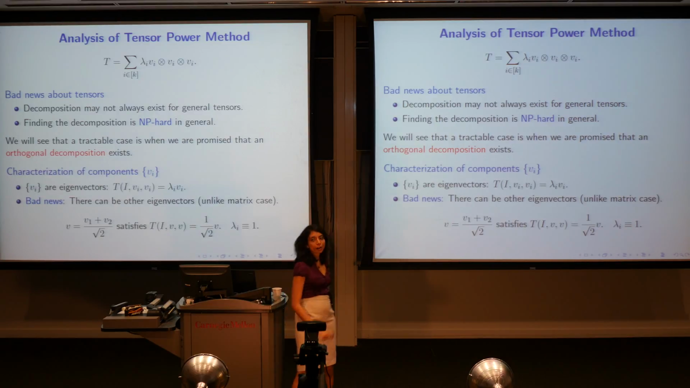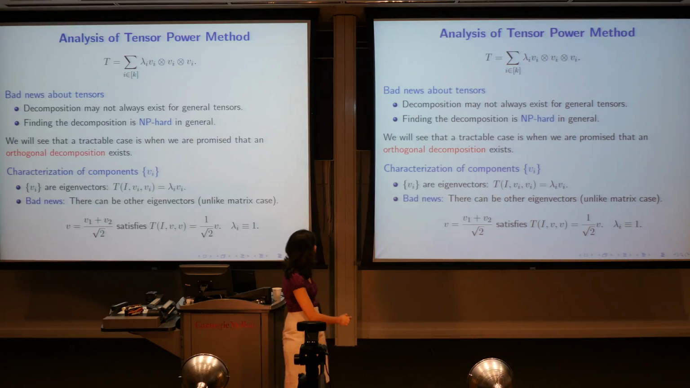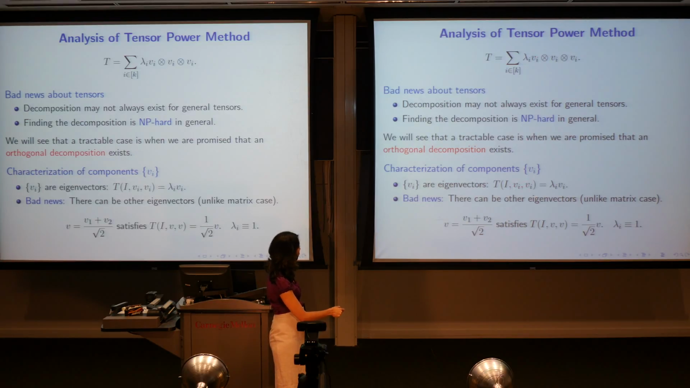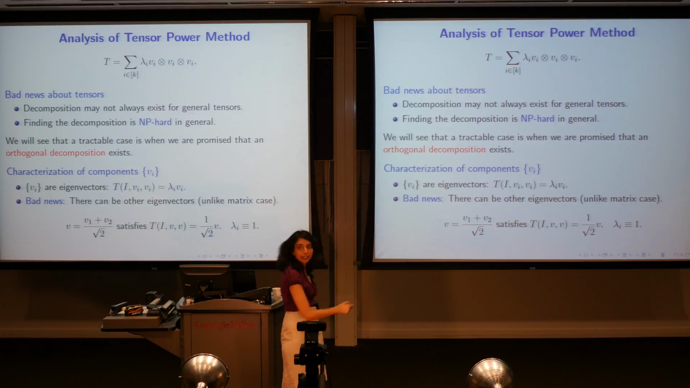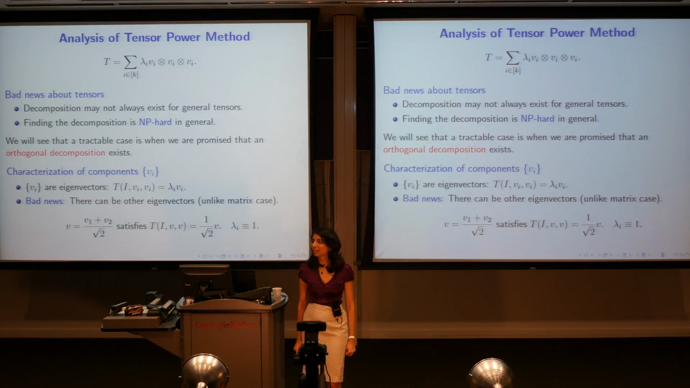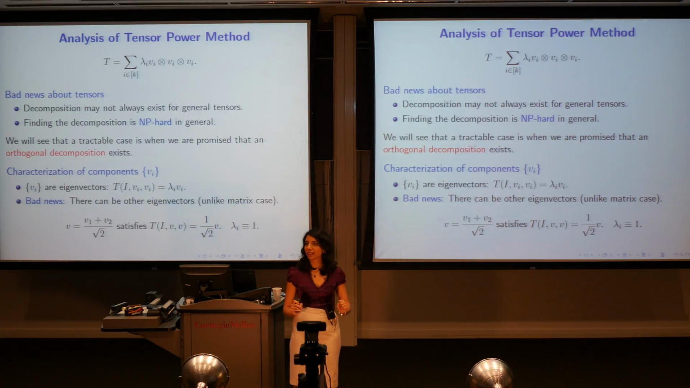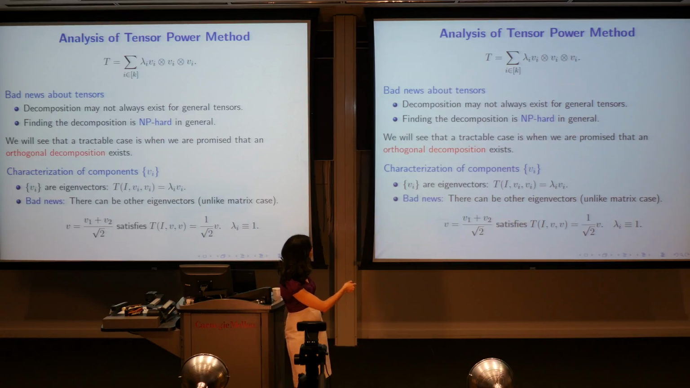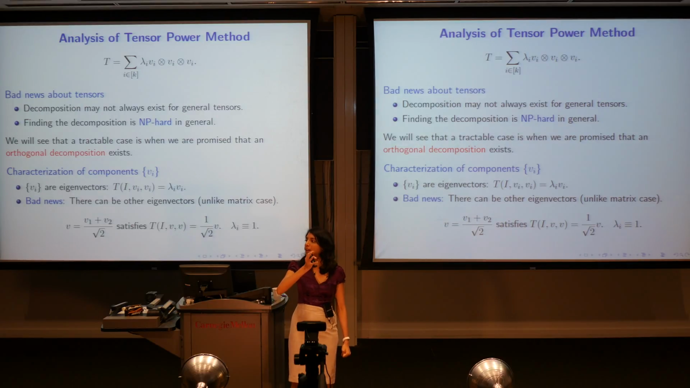And as we saw till now, the components of the decomposition are eigenvectors, right? Meaning that if I start at any of these vectors in the decomposition, any of these V_i's, they are eigenvectors because I take this quadratic operation, and I still recover just the V_i's themselves. But the bad news is there can be other eigenvectors. So already you see the divergence from the matrix case. In the matrix case, I had a very similar decomposition, and the only eigenvectors were part of that decomposition. There were no other eigenvectors.